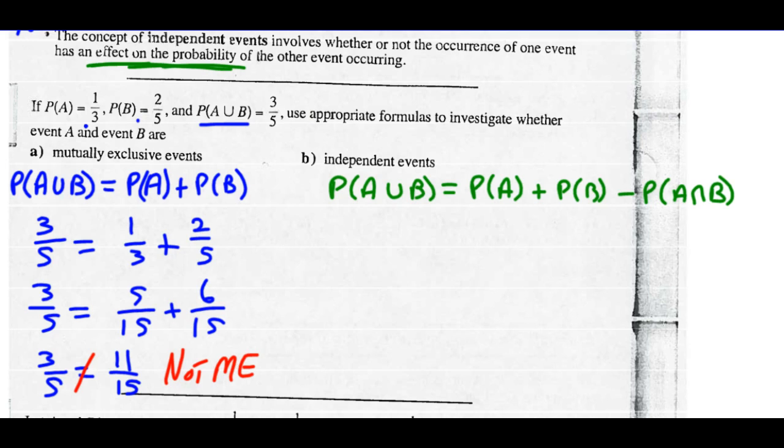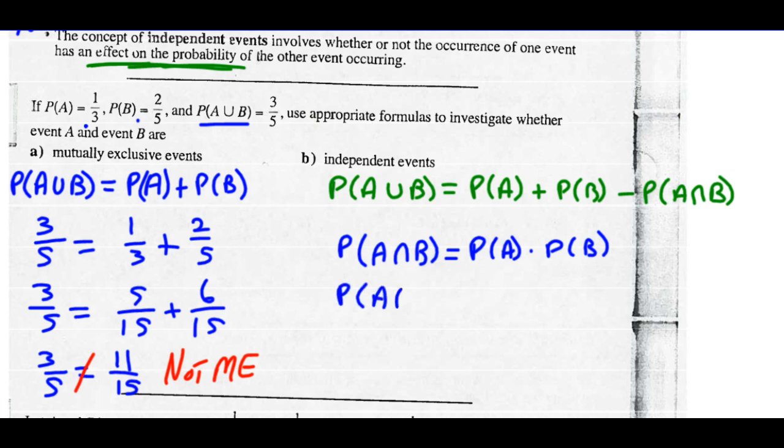Let's go over to part B. Are they independent events? Well, also in our formula sheet, we're told that the probability of A and B for independent events is probability of A times the probability of B. So if they are independent, we should know what the probability of A intersect B is. Probability of A is 1/3 times the probability of B is 2/5. So the probability of A intersect B should be 2/15.